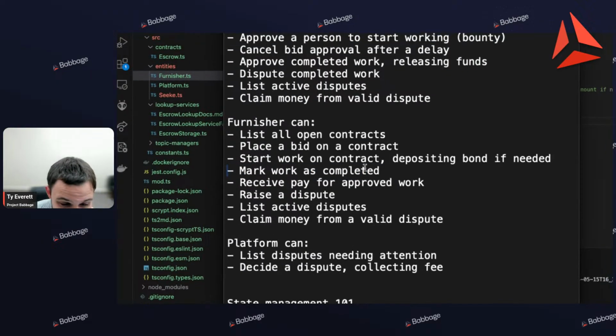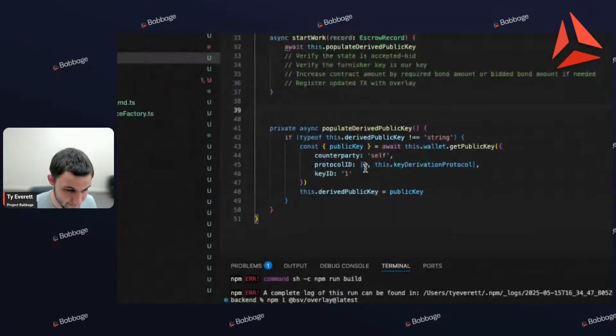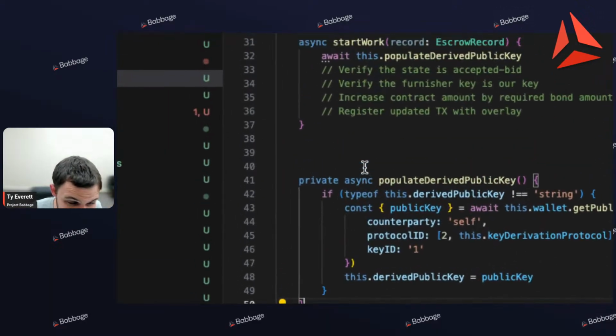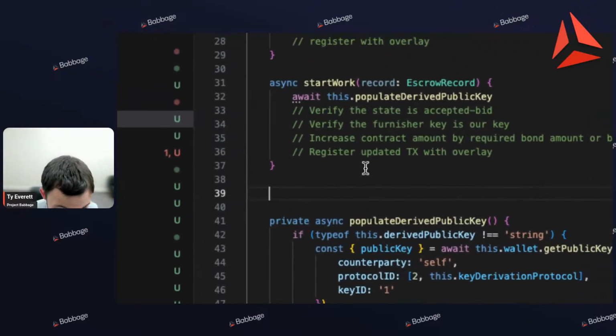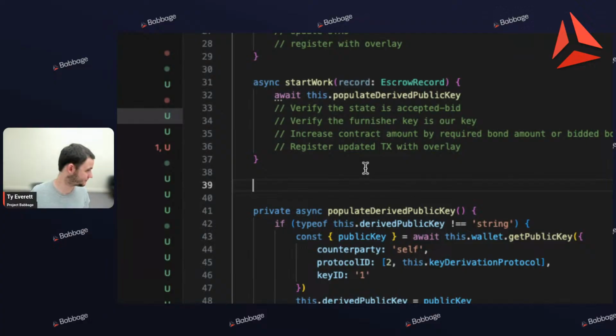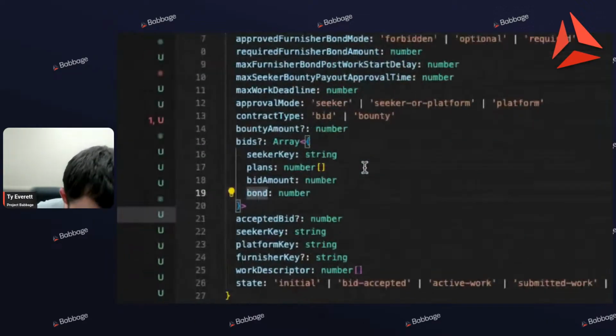A furnisher can mark work as completed, changing the state from the active work state to the submitted work state. Can they submit work product? Well, maybe that's a thing that happens. Maybe there's a message that is sent to the person, and maybe there's a work product hash in the, even a salted hash. That could be good. Salted hashes are pretty secure. You should add that to the data structure.